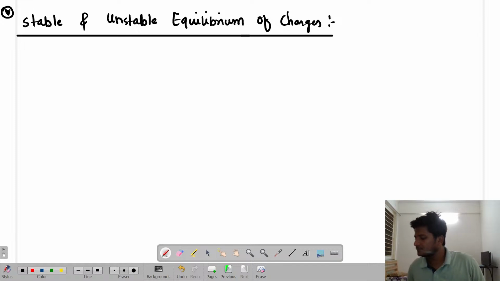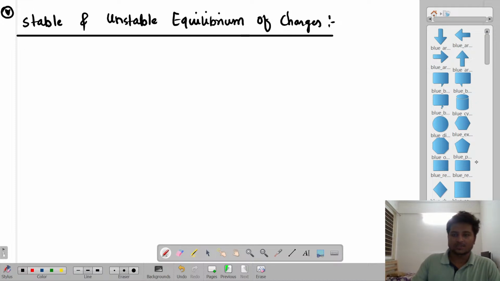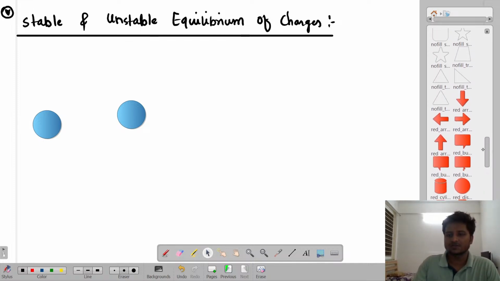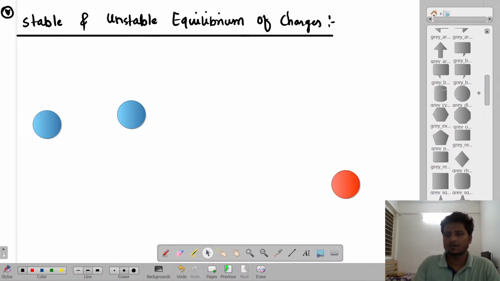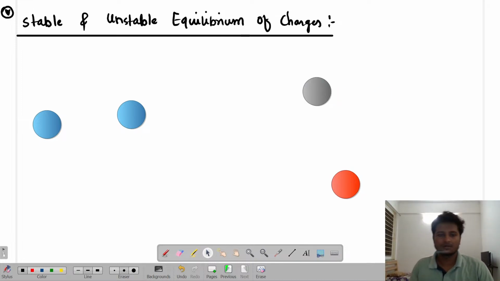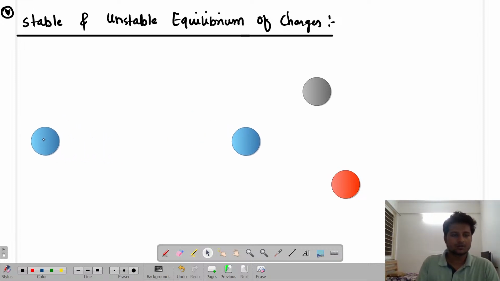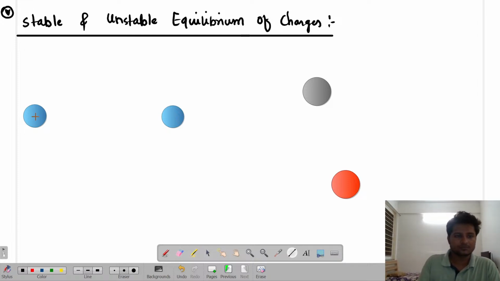Is this clear till now? Okay, so how to understand this? We are going to take some charges. Let's suppose in the first case, I had these two charges, and I just kept them over here.